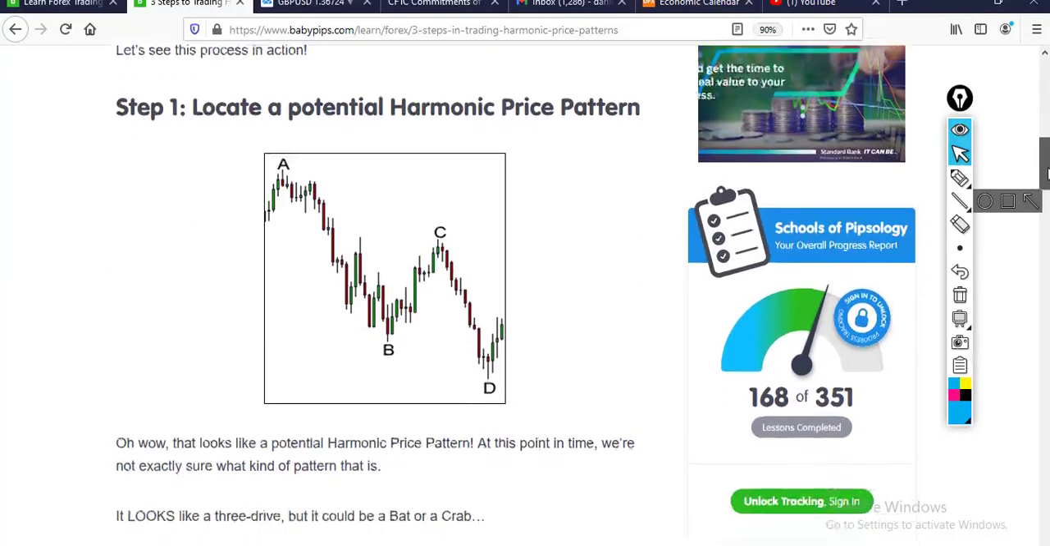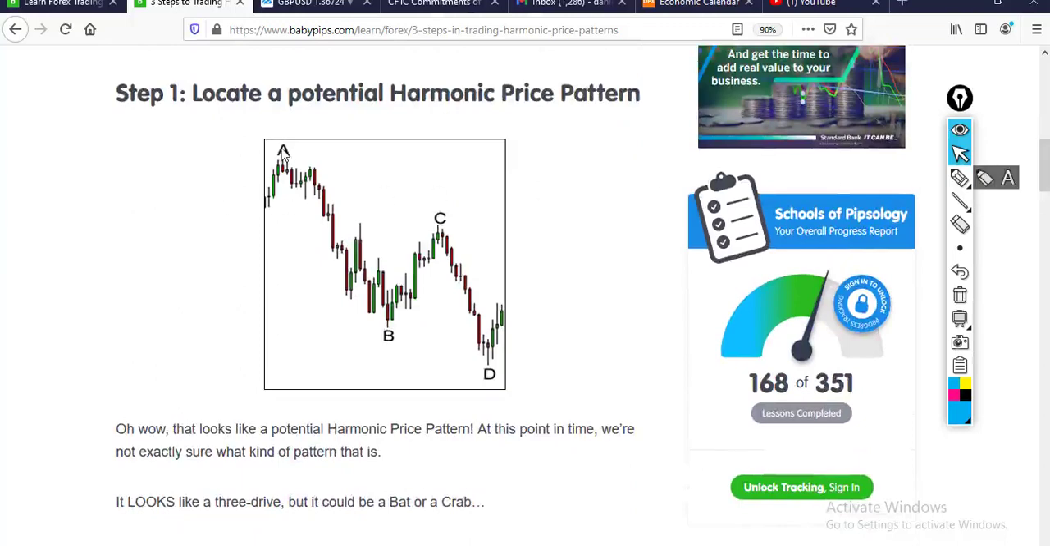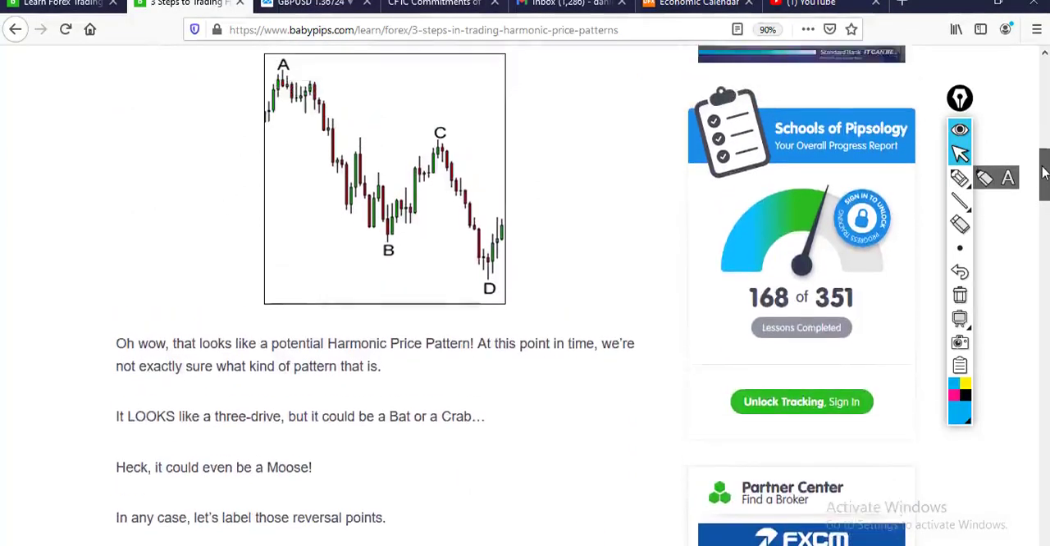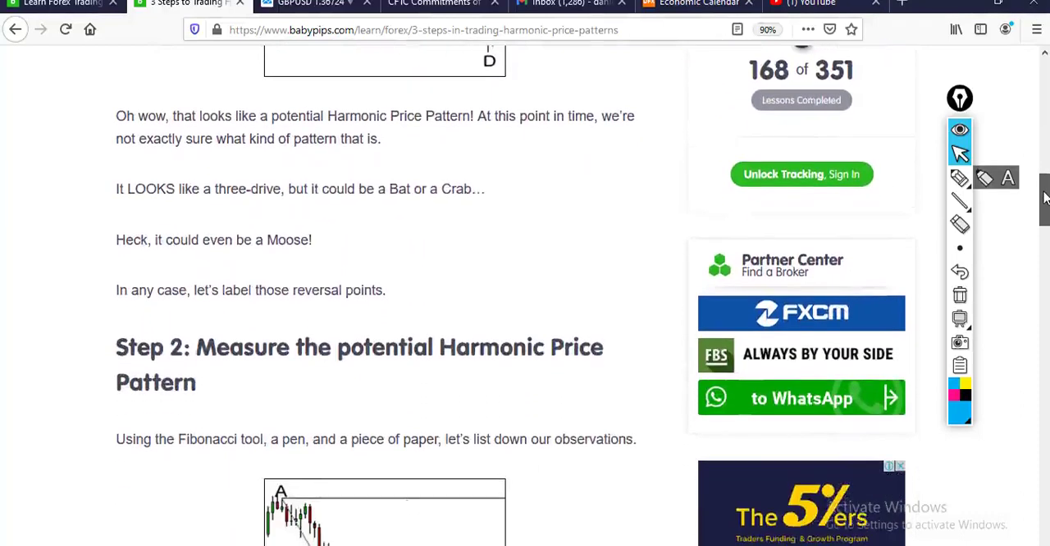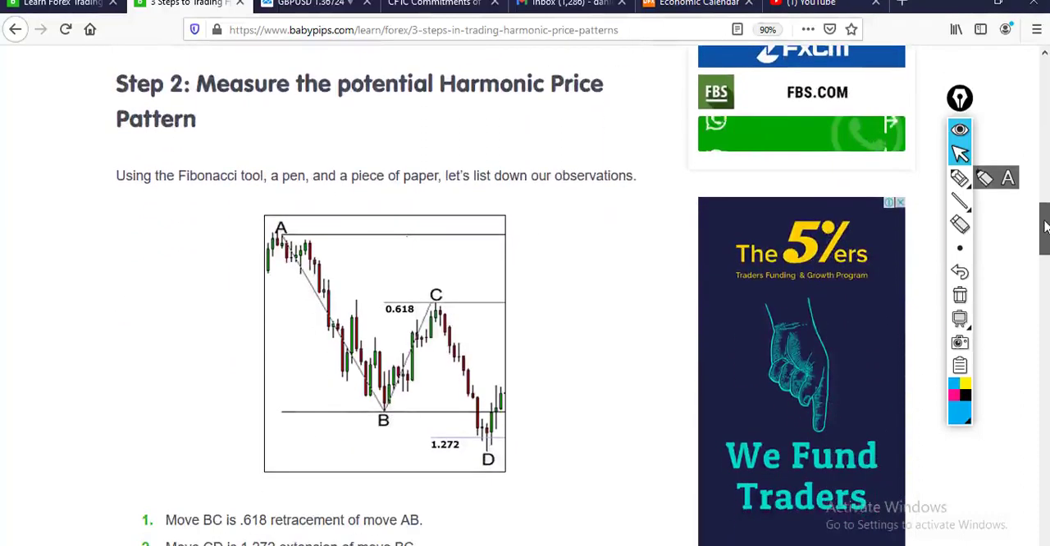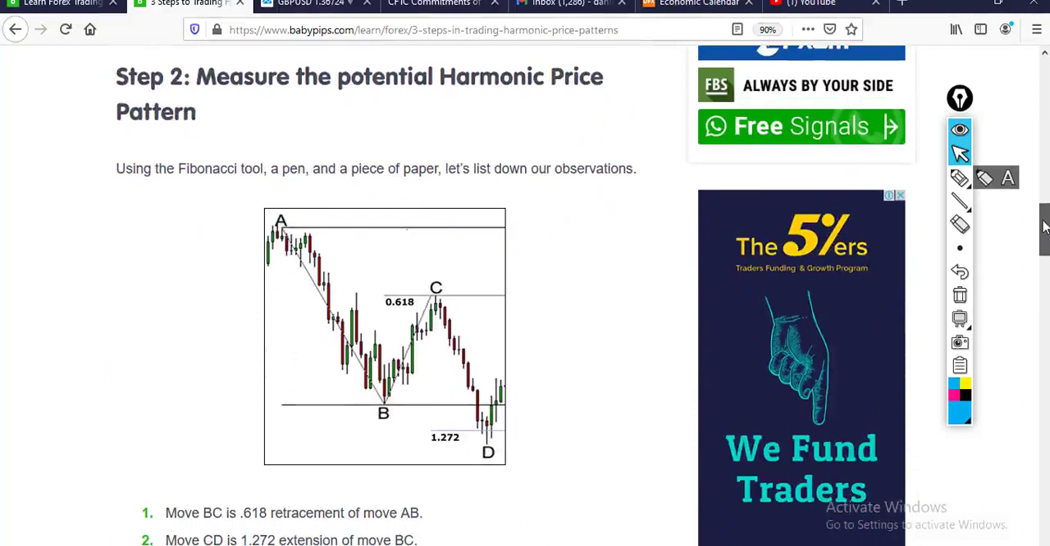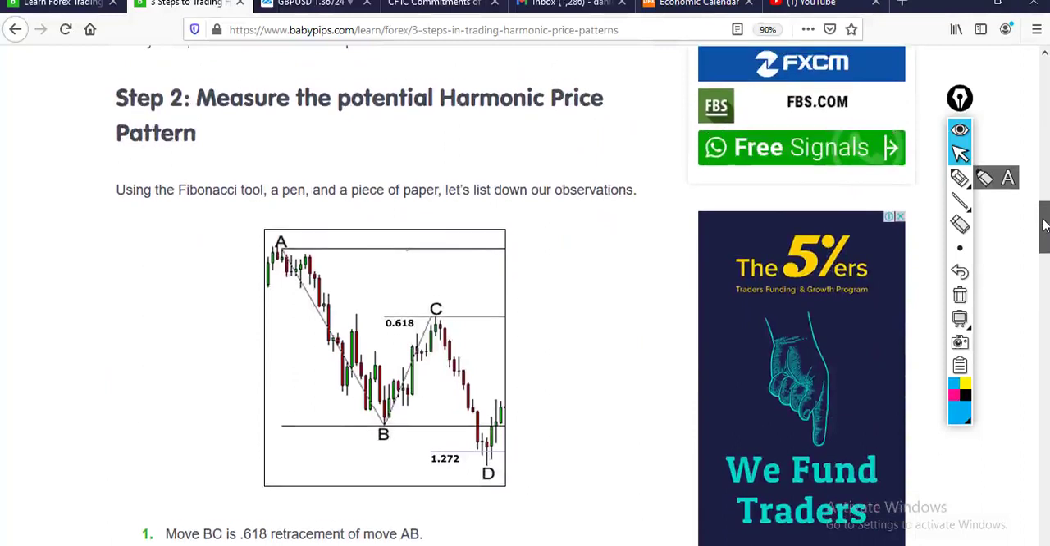So let's look at an example here. We just have A, B, C, and D. This can be the bat pattern, it can be the crab, it can be whatever it is. It is only when we start to measure that it starts making sense.